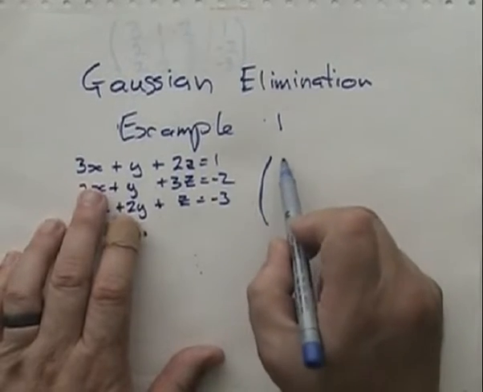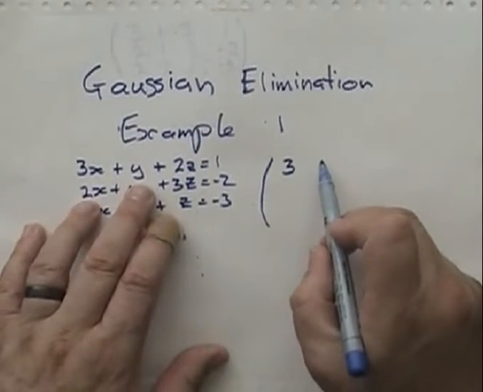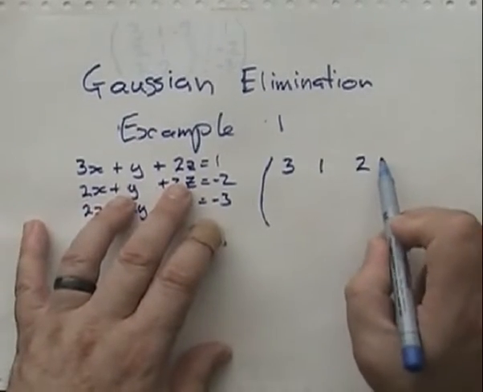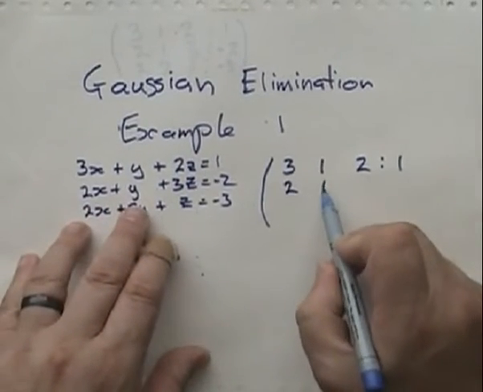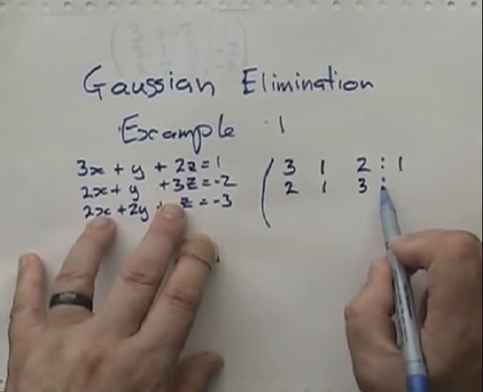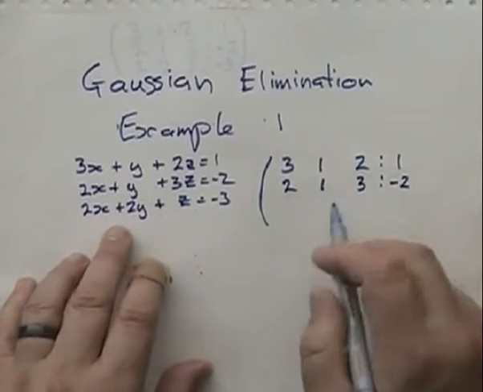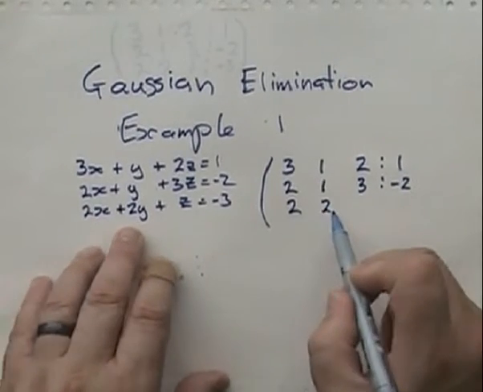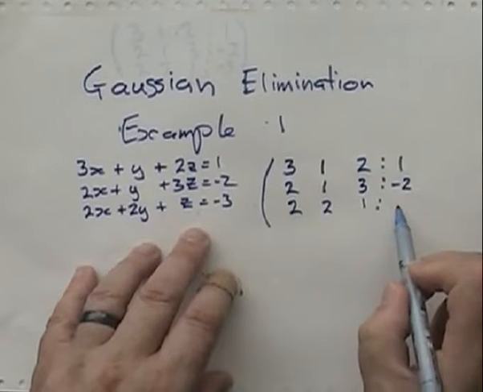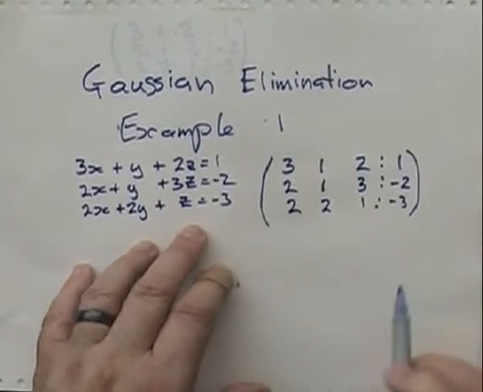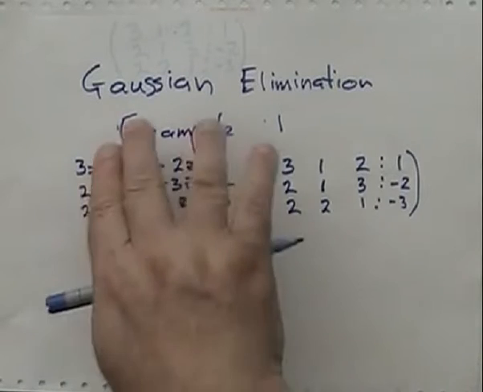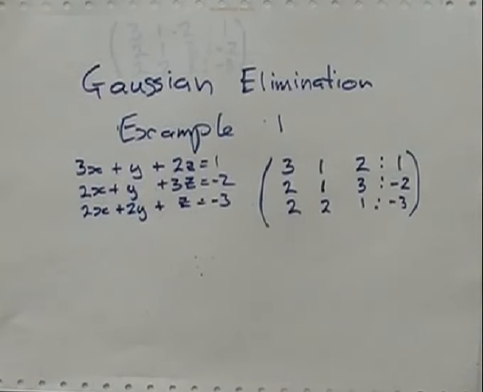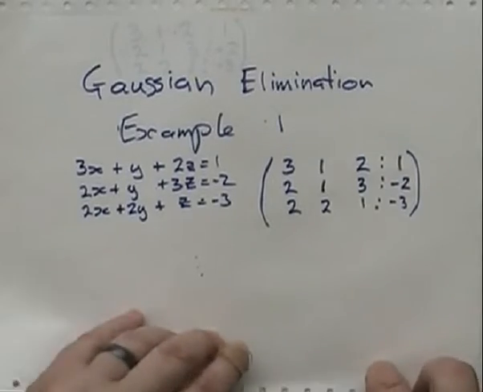So there's 3 x's, 1 y, 2 z's equals 1. 2 x's, 1 y, 3 z's equals -2. 2 x's, 2 y's, 1 z equals -3. So now we have an augmented matrix. We can actually use Gaussian elimination to determine what the values are.